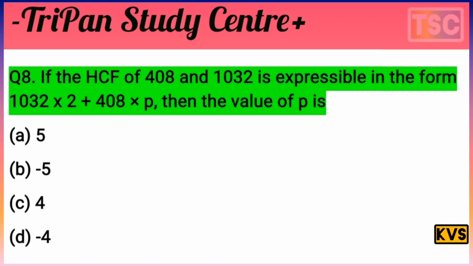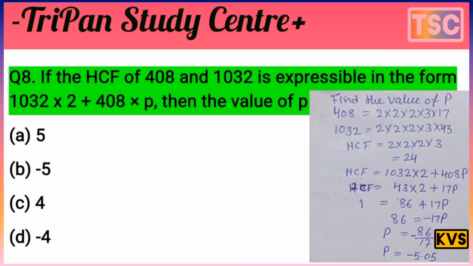Examiners many times ask this type of question. But first of all, check your knowledge. I have given four options here: A 5, B minus 5, C 4, D minus 4. You must have a thought of your answer. Let us see what the answer for this question is.